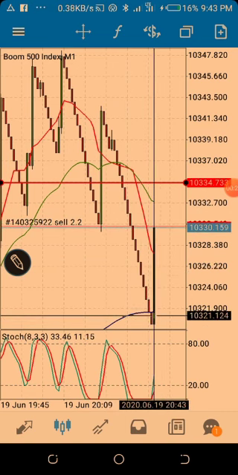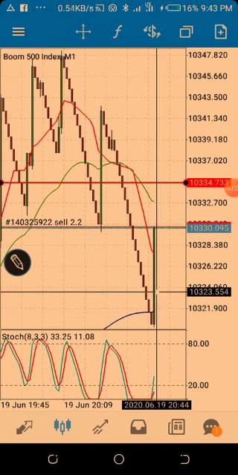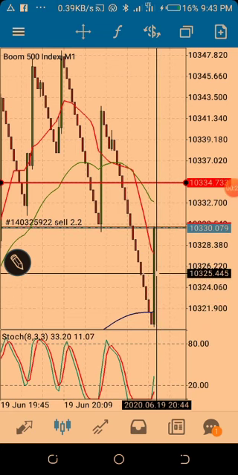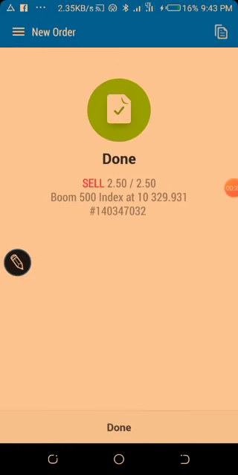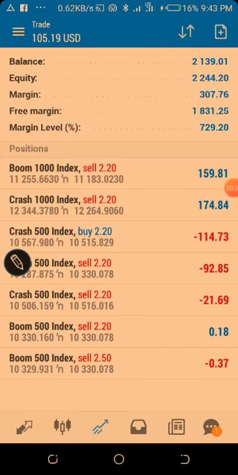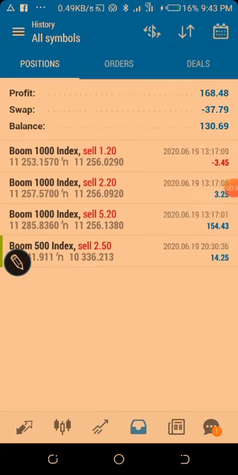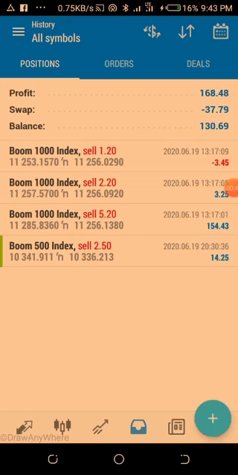Now I will tell you that I'm not scared of this spike. I will show you the reason. In fact, I can enter for another sell. I will enter for another sell. Okay, this is the sell. This is the particular trade. Boom, 500. You can see it hit my take profit. It's showing green. It took profit.